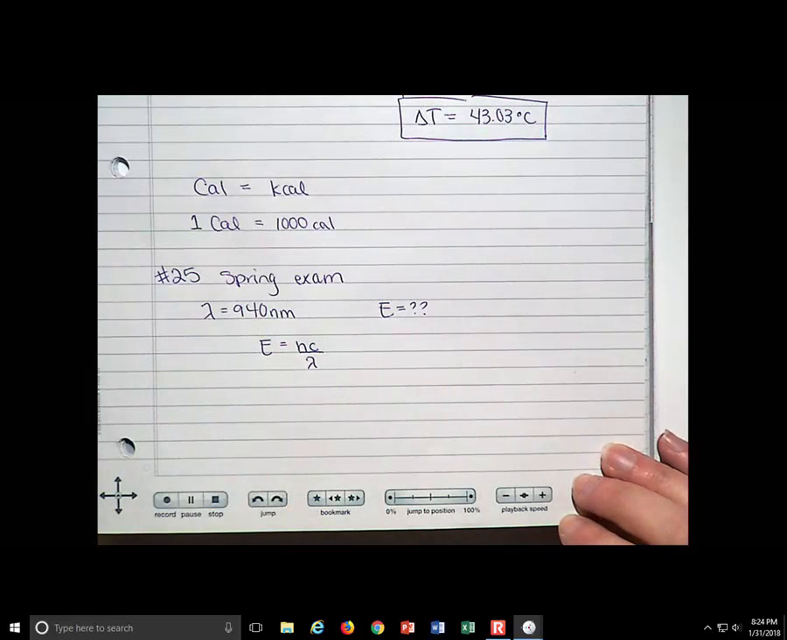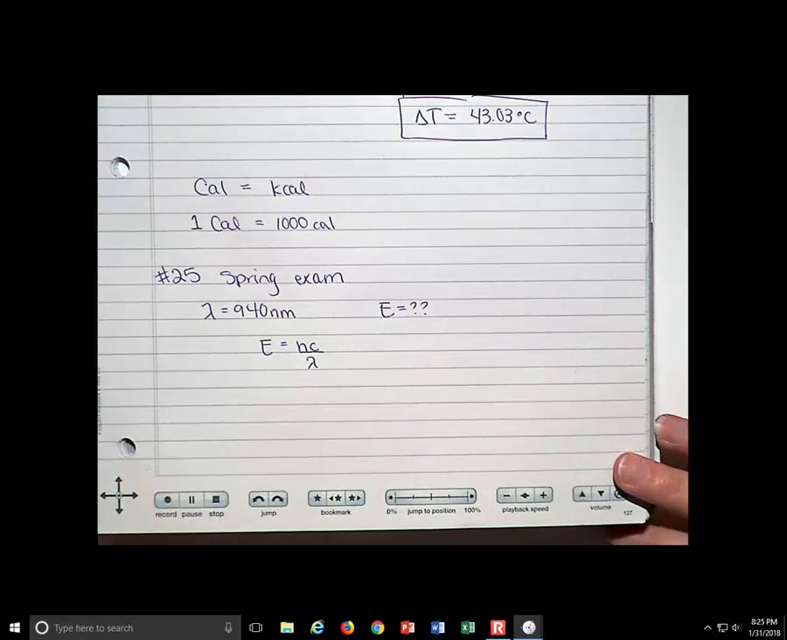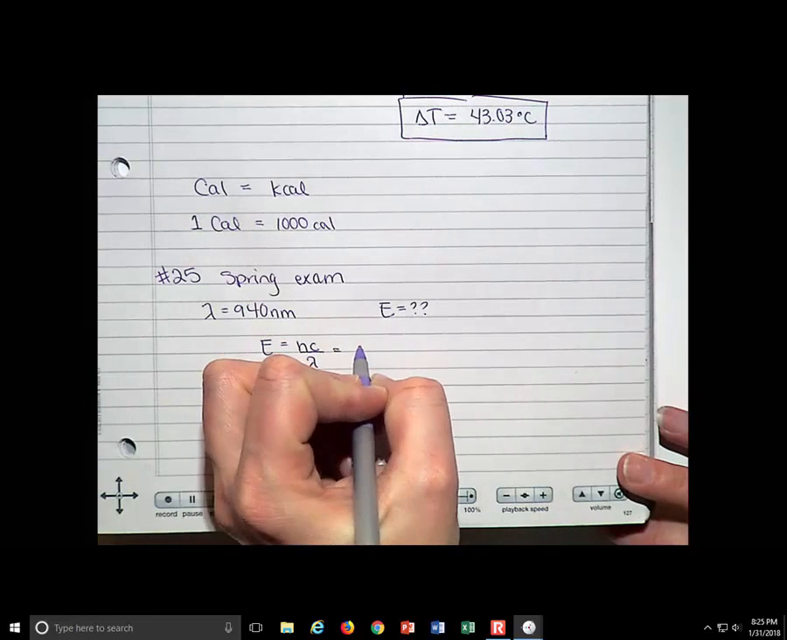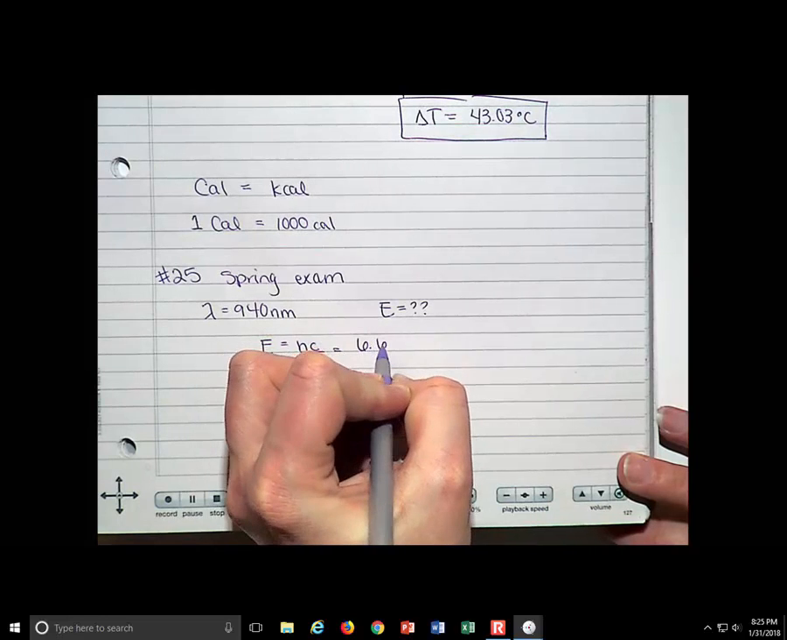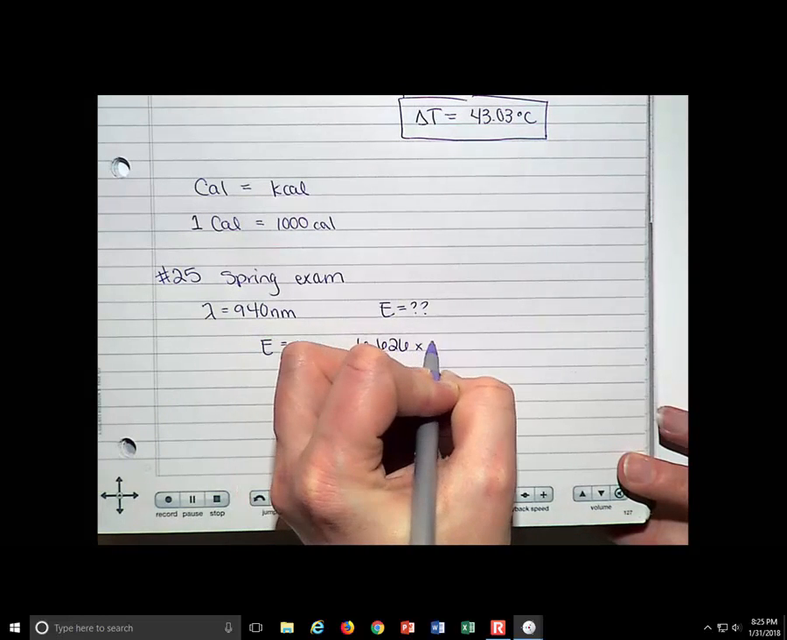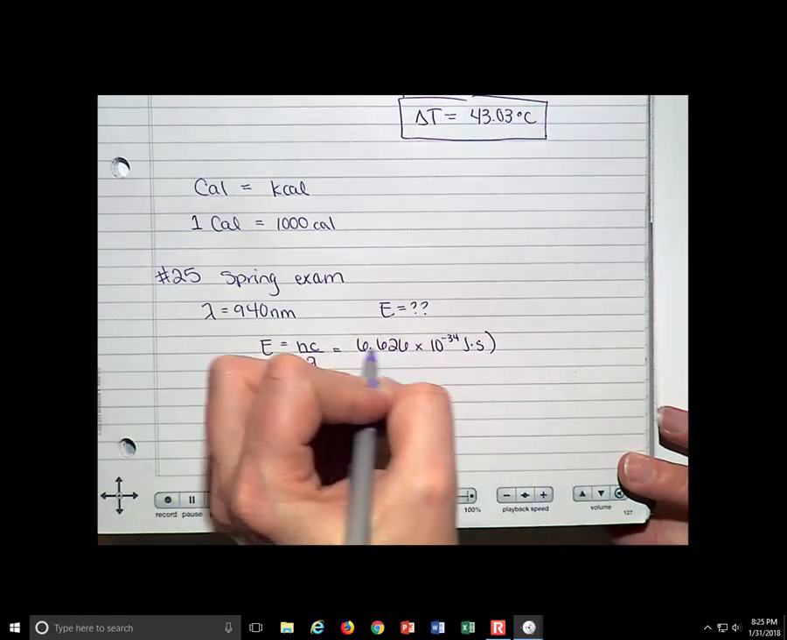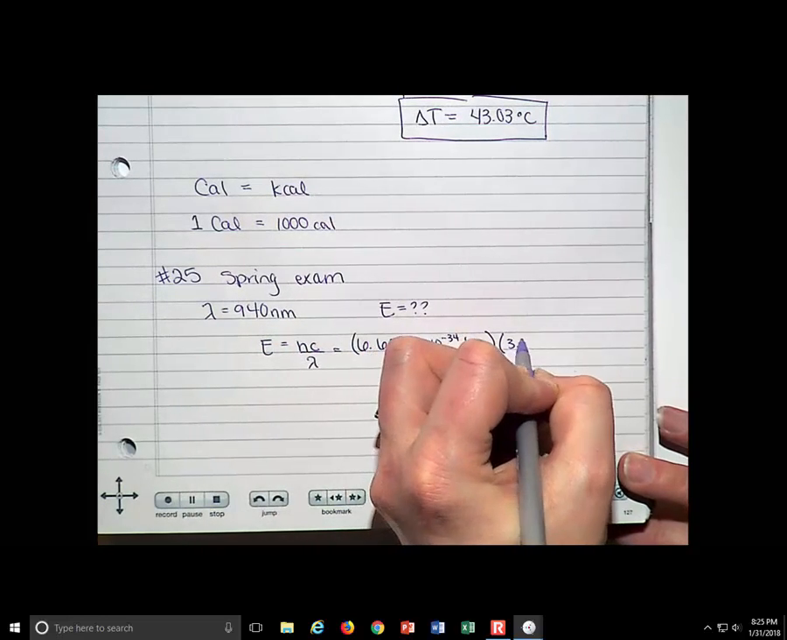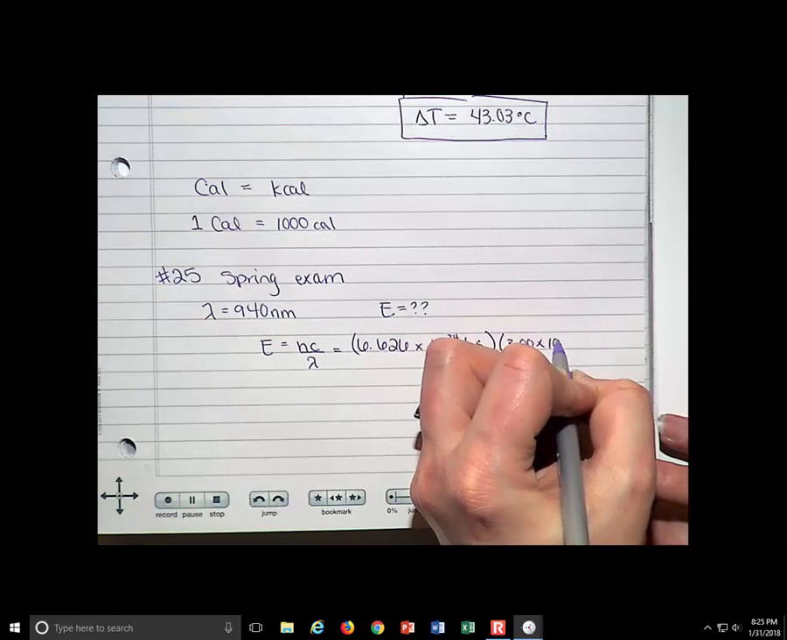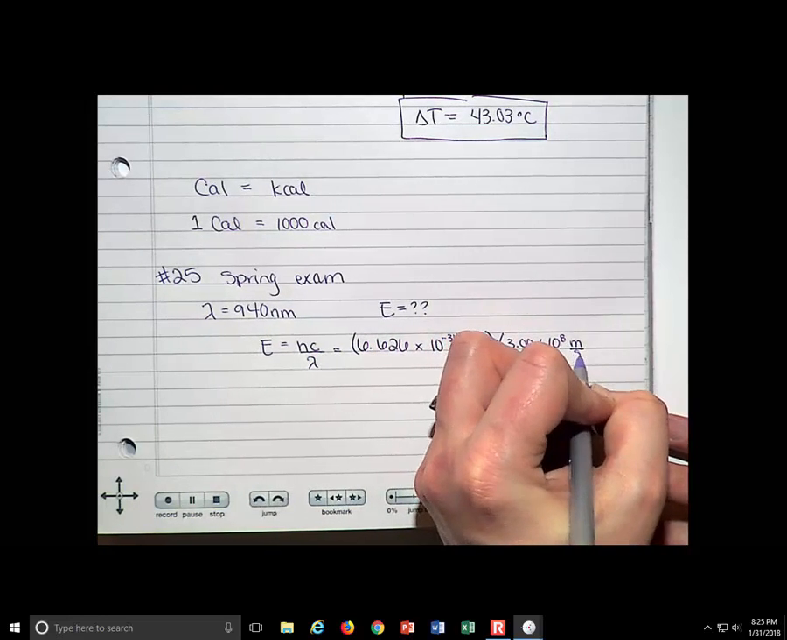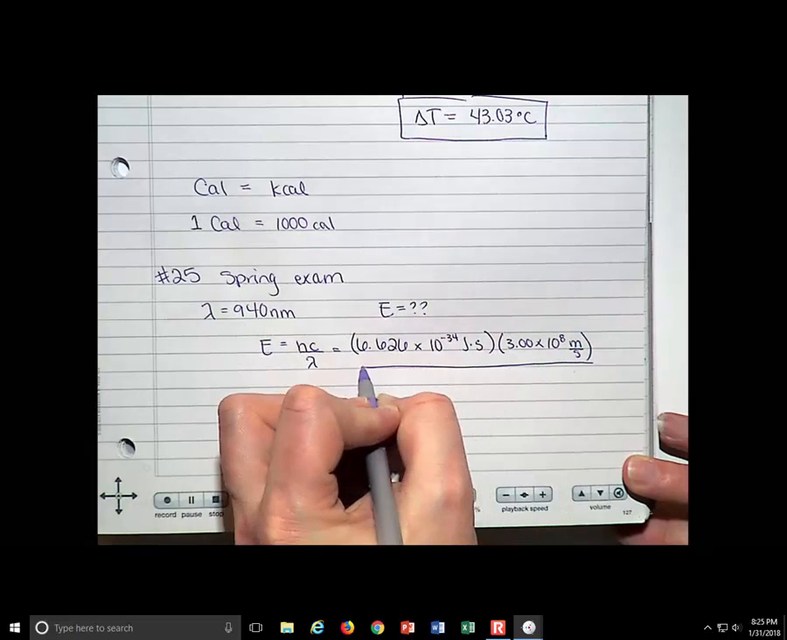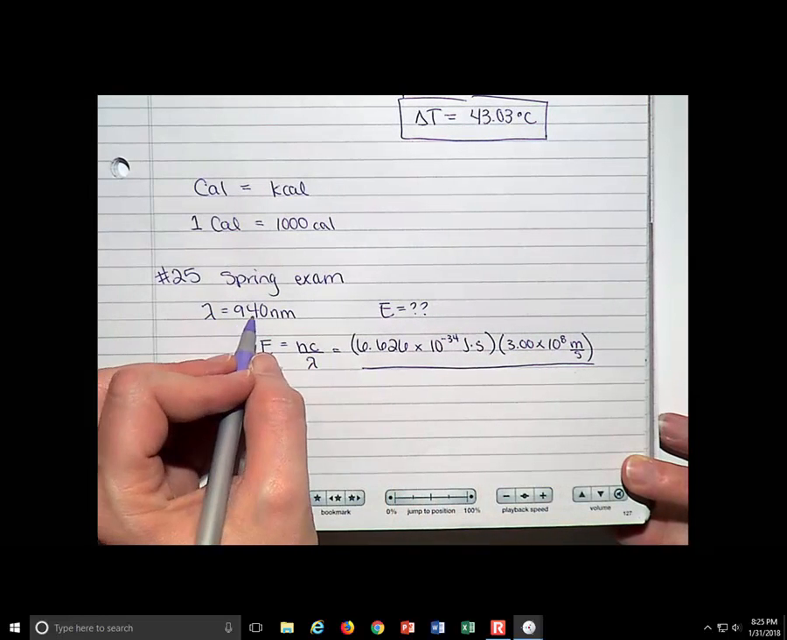H and C will be given to you, and then we just have to convert lambda so that it matches the units for H and C. So H is Planck's constant, which is 6.626 times 10 to the minus 34th joules times seconds. C is the speed of light, which is 3.00 times 10 to the 8th meters per second. And then over that, we'll put our wavelength, which is 940 nanometers.